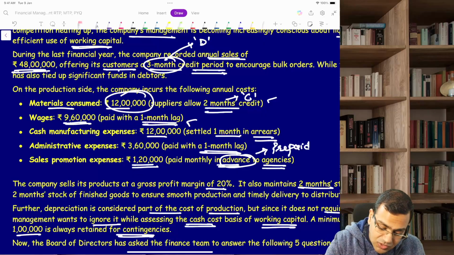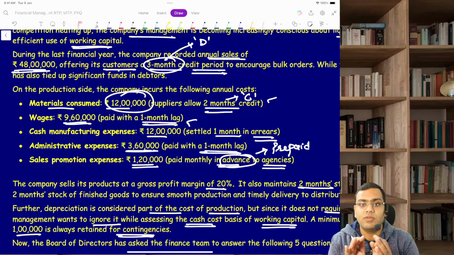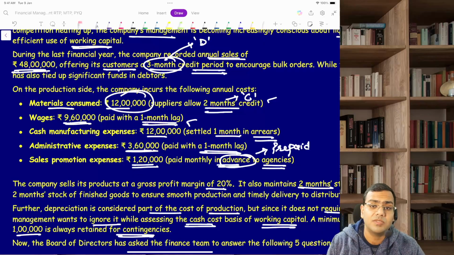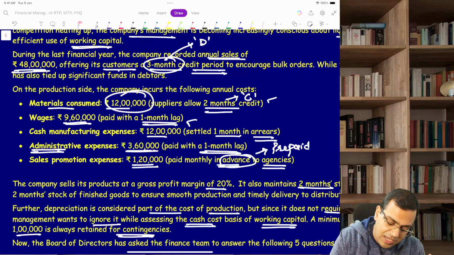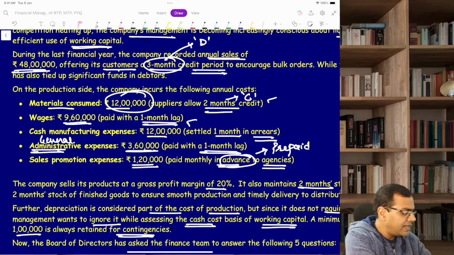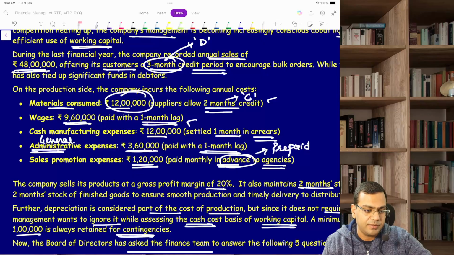What about the administrative expenses of 3,60,000? Now the question is silent on whether the administrative expenses are related to production or whether they are general admin expenses. The question is silent. So we are going to assume that these are general admin expenses. Right, so the general admin expenses will not be considered for FG.